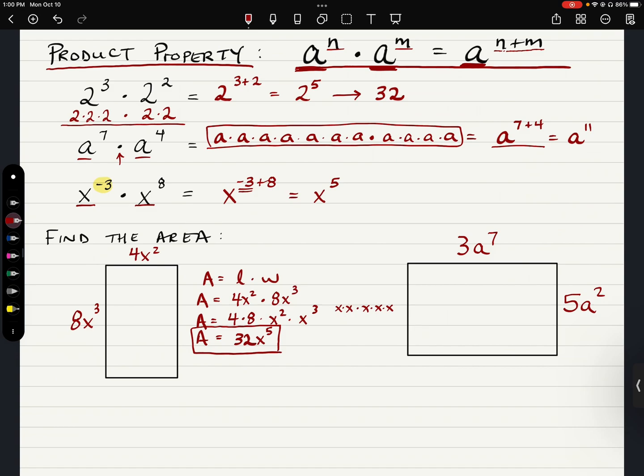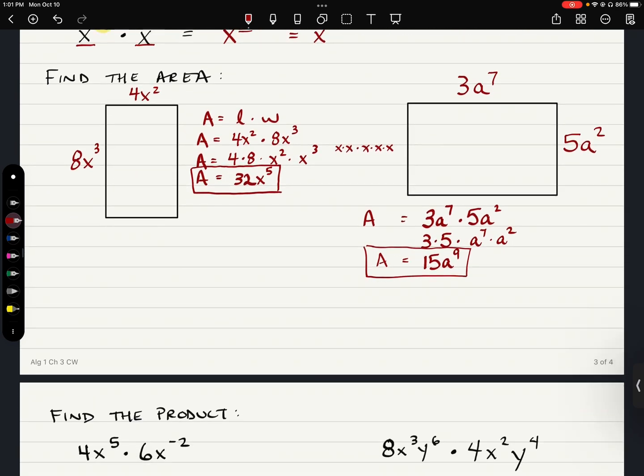All right, and then we've got another rectangle, 3a to the seventh and 5a squared. Again, our length, 3a to the seventh times 5a squared. This should equal our area. If we rearrange it, 3 times 5 times a to the seventh times a squared, we're going to get 3 times 5 is 15. A to the seventh times a squared should be a to the ninth power. And there is our area, 15a to the ninth.